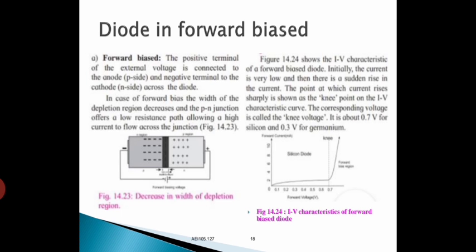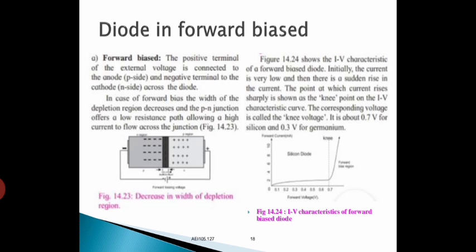Now, we discuss the p-n junction diode in forward bias. When positive terminal of external voltage is connected to the anode or P type and negative terminal of the external voltage is connected to the cathode or N type across the diode, in this case, the diode is said to be in forward bias. Depletion region between these two PN type crystals decreases and PN junction offers a low resistance path, allowing a high current to flow across the junction, which is shown in figure 14.23.